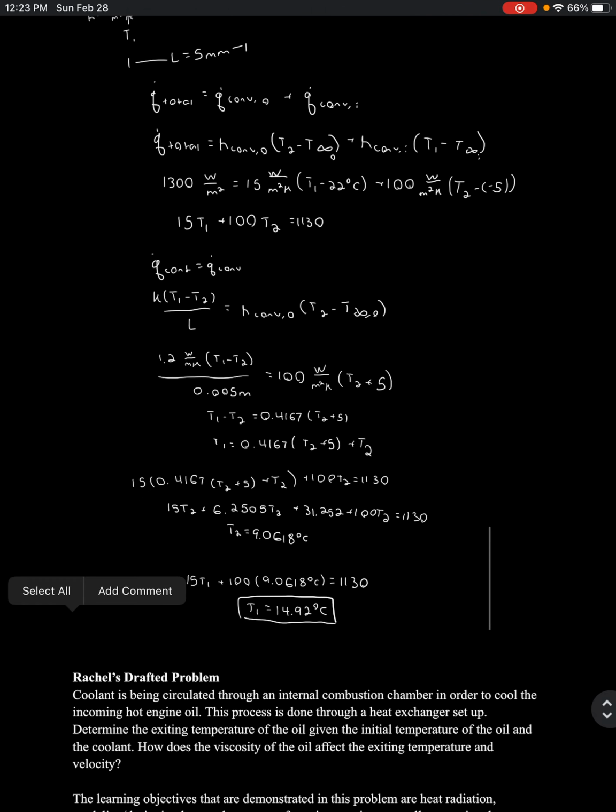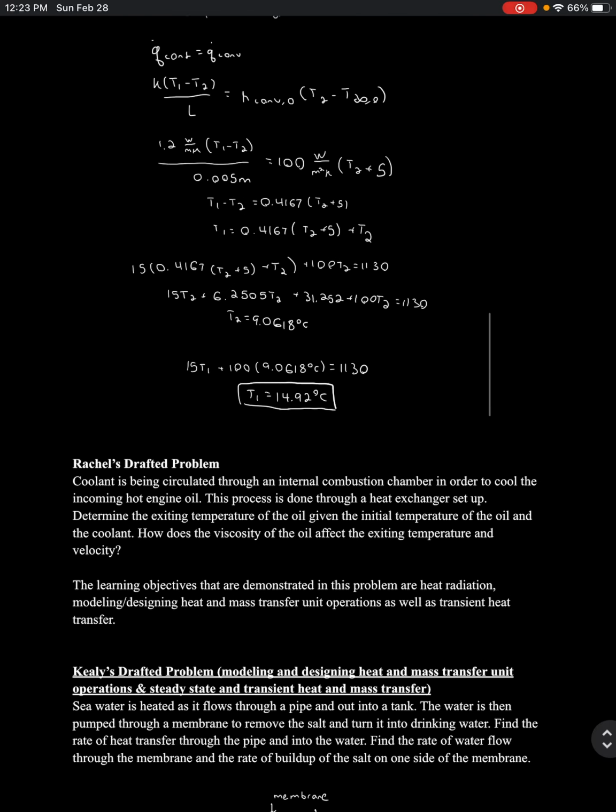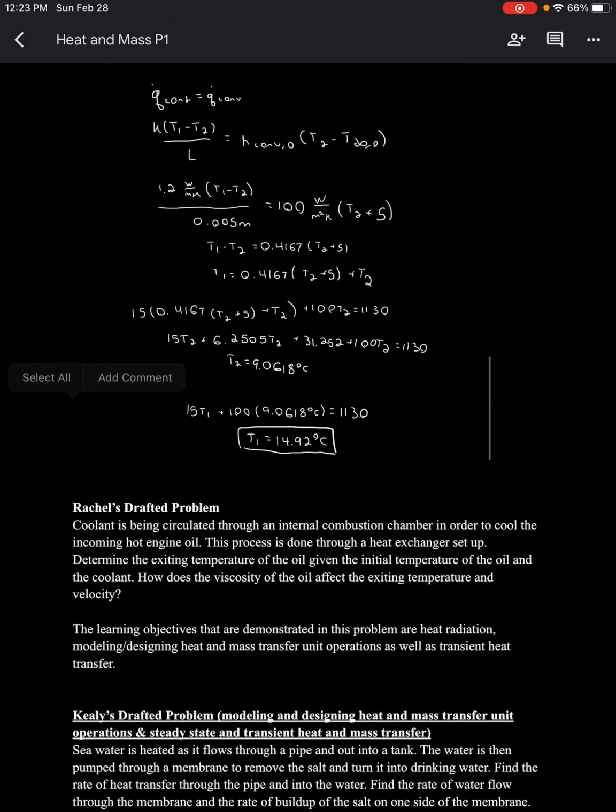So we want to find T1. T2 is just a value, it's used as an intermediate. So T1 is 14.92 degrees C.